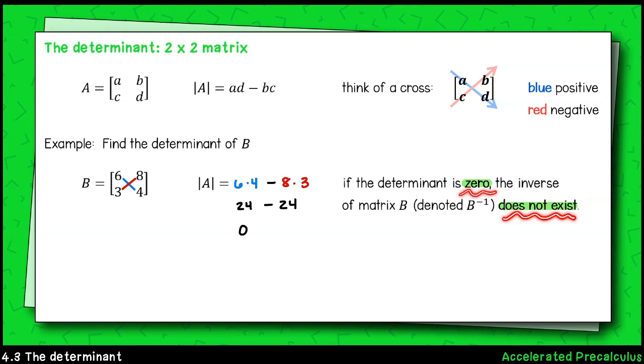Notice in the notes here, we see that if the determinant of a matrix is 0, then its inverse does not exist. So we just found that the determinant of matrix B is 0. Therefore, we know that the inverse of B, denoted with that superscript -1, does not exist. Again, we haven't studied inverses yet, but we are working our way in that direction shortly.